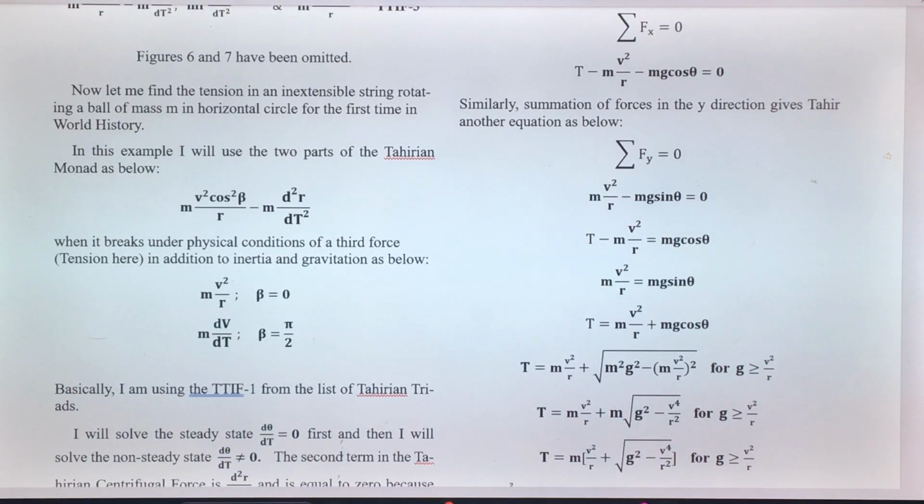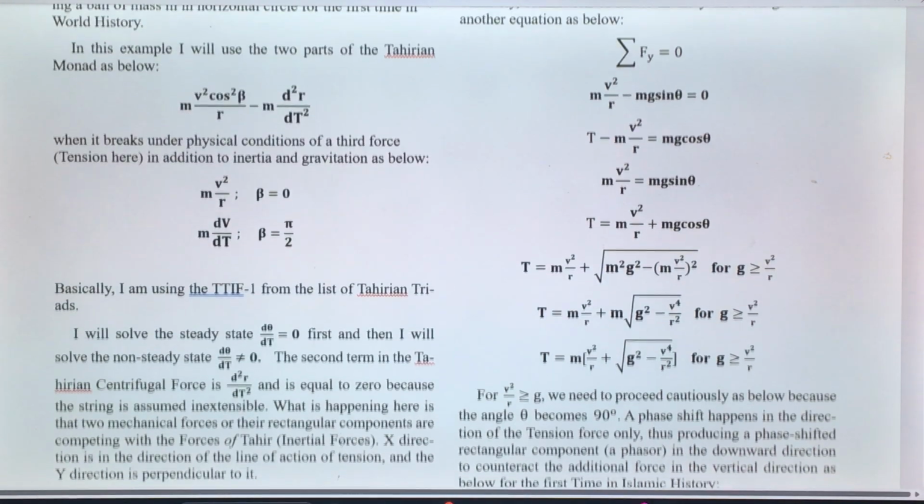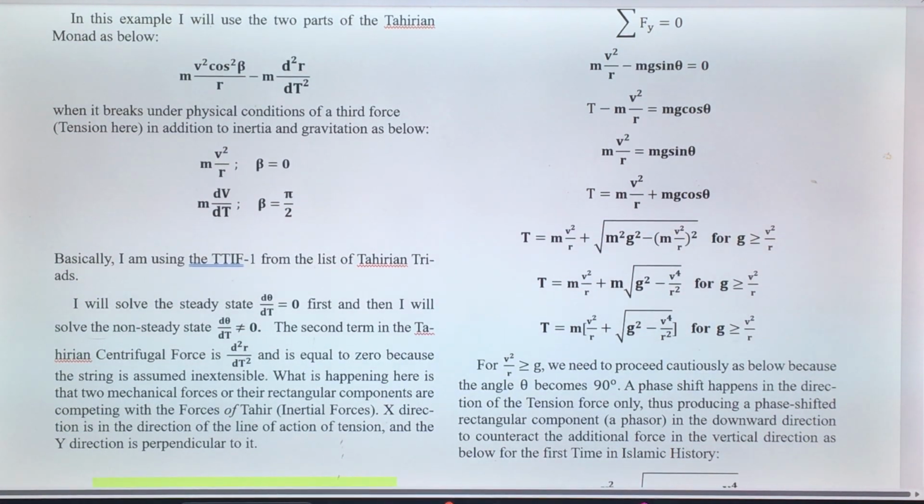Okay, so T minus mv square over r is equal to mg cos theta, and the other one, mv square over r is equal to mg sin theta. So T is mv square over r plus mg cos theta. You put the value of cos theta in mg cos theta, and you get these three equations. Very simple. For g greater than v square over r, or v square over r less than g.